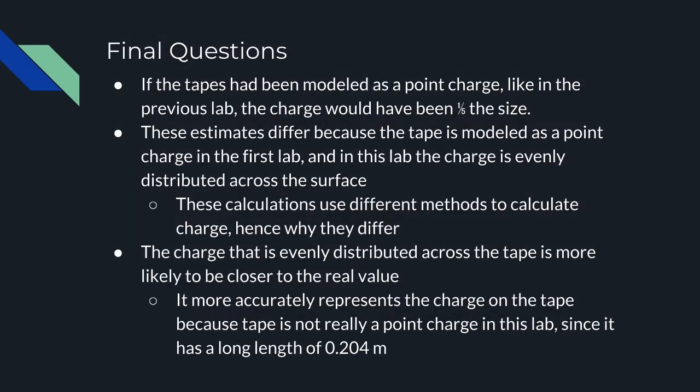If the tapes had been modeled as a point charge like in the previous lab, the charge would have been 1/5 the size. These estimates differ because the tape is modeled as a point charge in the first lab, and in this lab, the charge is evenly distributed across the surface. These calculations use different methods to calculate charge, hence why they differ. The charge that is evenly distributed across the tape is more likely to be closer to the real value because it more accurately represents the charge on the tape, because tape isn't really a point charge.